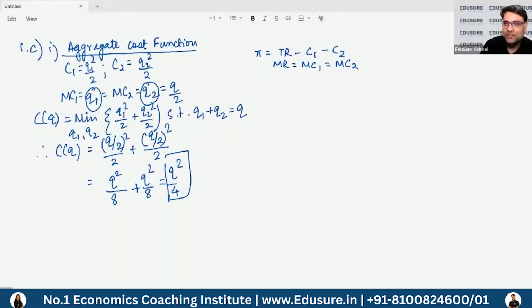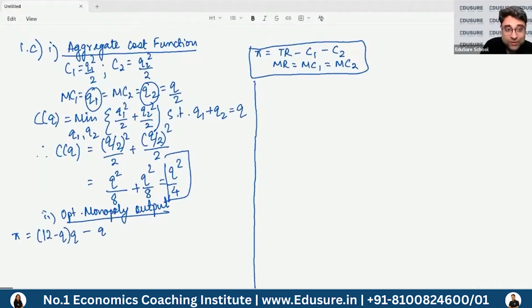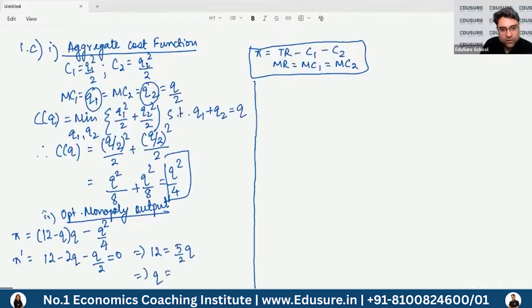Perfect. I hope everyone has been able to understand this as well. You can look at it from the profit function itself. Now, to find the optimal monopoly output, this is the aggregate cost function. Optimal monopoly output, that's part 2. You can profit maximize just with this. So the profit equation is 12 minus Q into Q minus the cost function, which is now Q square by 4. So pi dash: 12 minus 2Q minus Q by 2 is equal to 0. So 5Q by 2 is equal to 12, or Q is equal to 24 by 5.